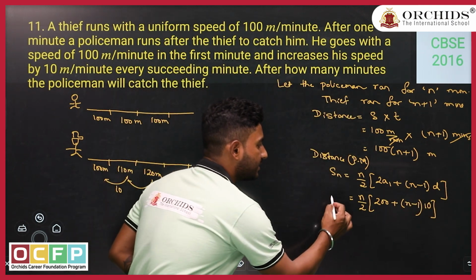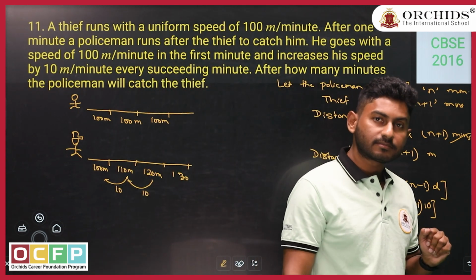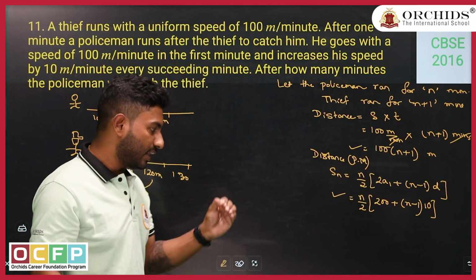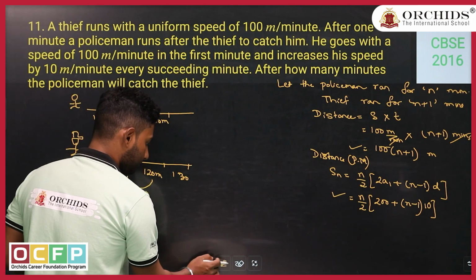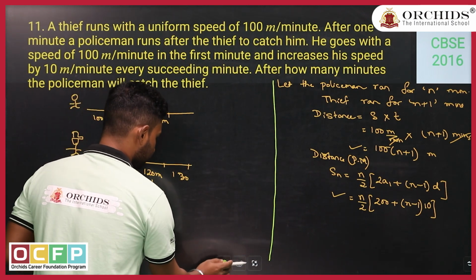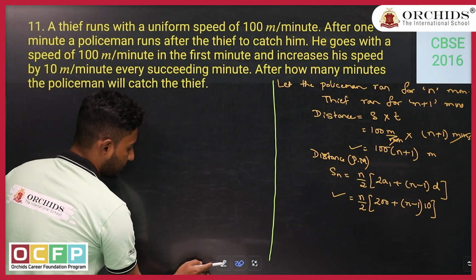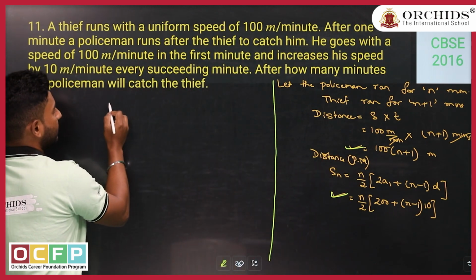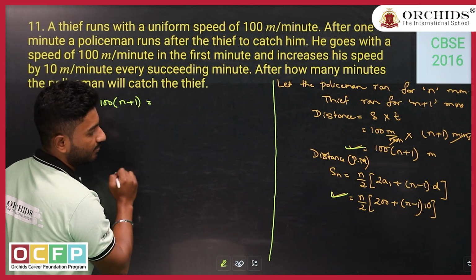Okay. So here is the distance travelled by the police. Here is the distance travelled by the thief. We know both the distances are equal, because ultimately they came to the same position and the policeman caught hold of the thief. So they are in the same position now, so the distance travelled will be the same. So I will equate the distance travelled by the thief and the distance travelled by the policeman.